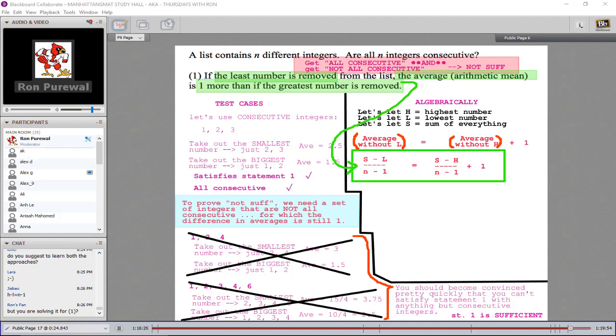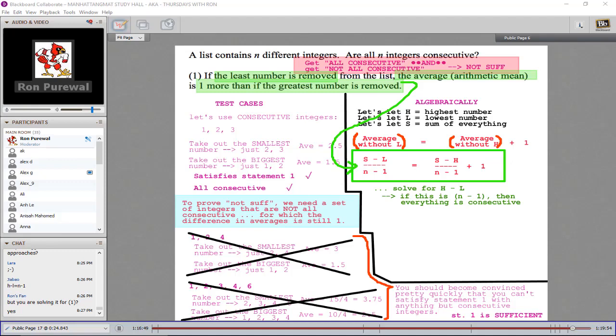And what we want to do is investigate H minus L. And if that ends up being n minus 1, then everything is consecutive. That's the whole thing, right? You can investigate enough sets to figure this out. If you don't think of this, then you just start testing cases and you'll discover this pretty fast. You can just throw numbers at it and see what they do. But it's always better to have more approaches.